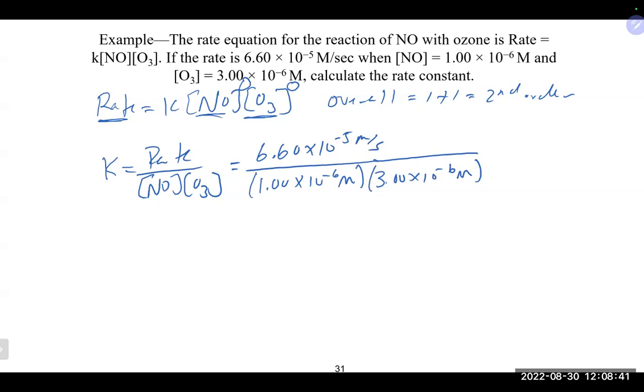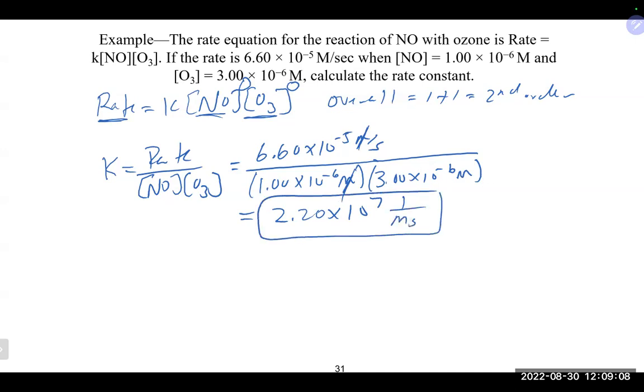What do we get here? We get something. 6.6, we want to make sure we use our exponent, but to -5 divided by 1 to the negative 6 and divided by 3 to the negative 6. That's going to give us something in the ballpark of 2.20 times 10 to the 7. In this particular case, once again, the top molarity and one of the bottoms will cancel out, giving us what we just saw in the previous one, 1 over molar seconds as our units.